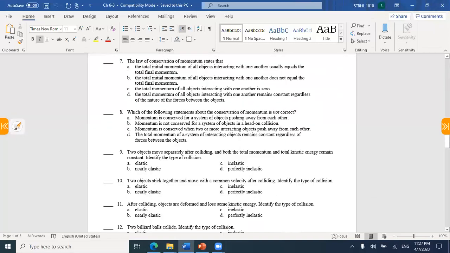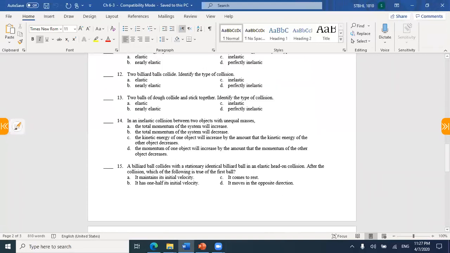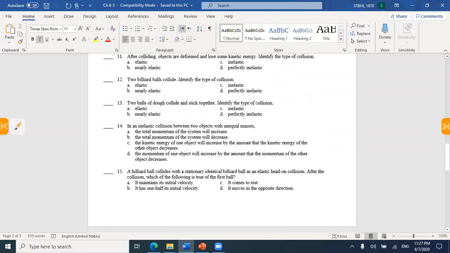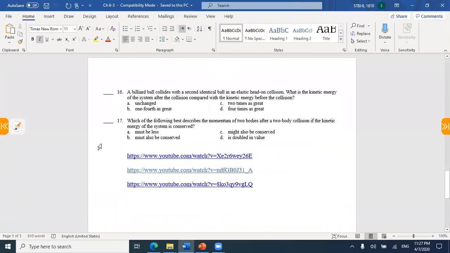Then here we have 7 to 11. And then 11 to 15. For example, let me check with you number 13. Two balls of dough collide and stick together, identify the type of collision. Since they stick together, remember we said the type of collision is going to be perfectly inelastic collision.